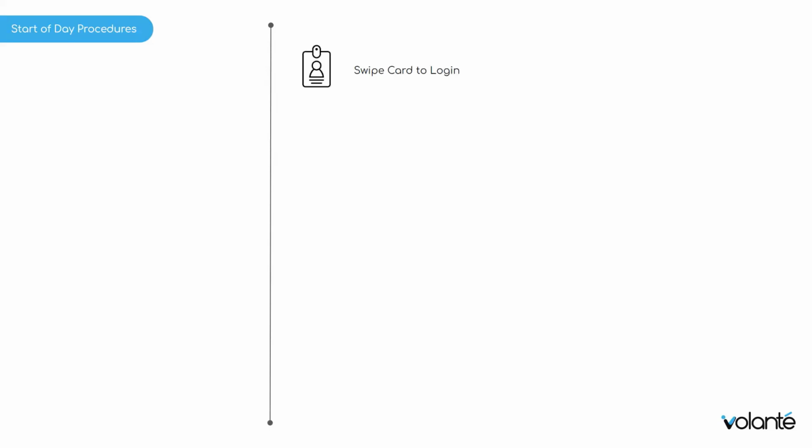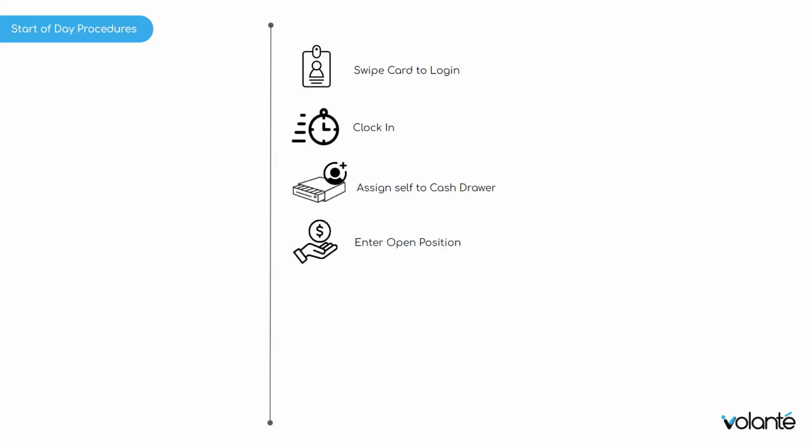As a part of Morrison's policy, you would use an employee swipe card rather than entering a number on the PIN pad. Next, we need to clock into the system to indicate the start of our shift. After that, we would assign ourselves to a specific cash drawer and also enter in the opening position amount. Next, we can move on to the cashier screen.